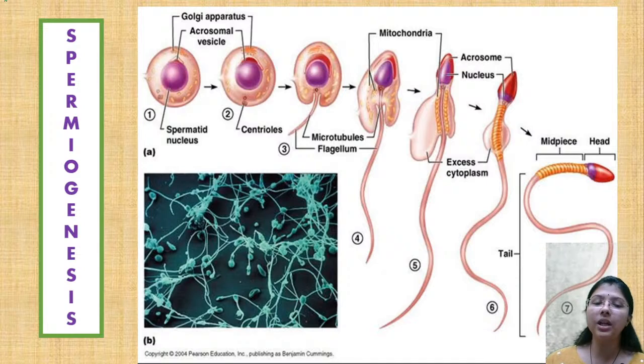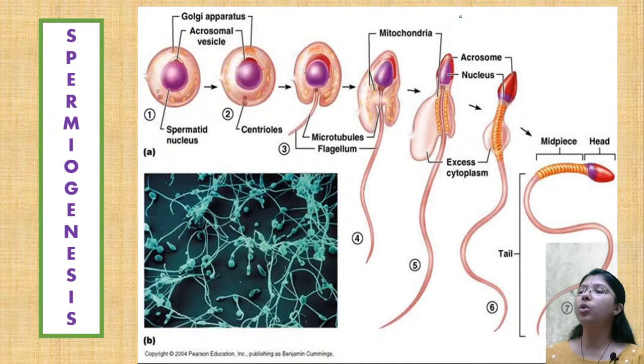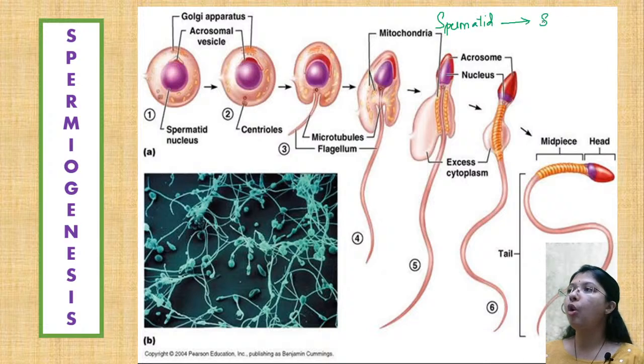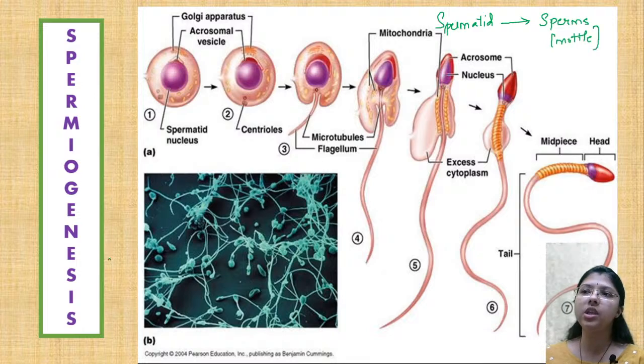अब एक छोटा सा description where you're going to learn about spermiogenesis. Like I told you, spermiogenesis में exactly होता क्या है? The spermatids which have the non-motile structure, they are going to form or convert themselves into sperms that are motile. So how this process is going to take place, that we are going to see here.